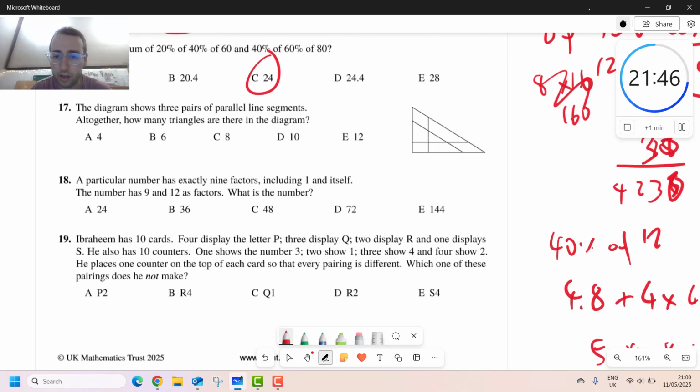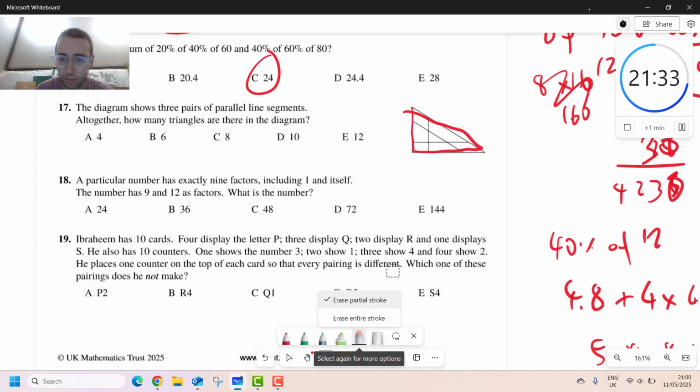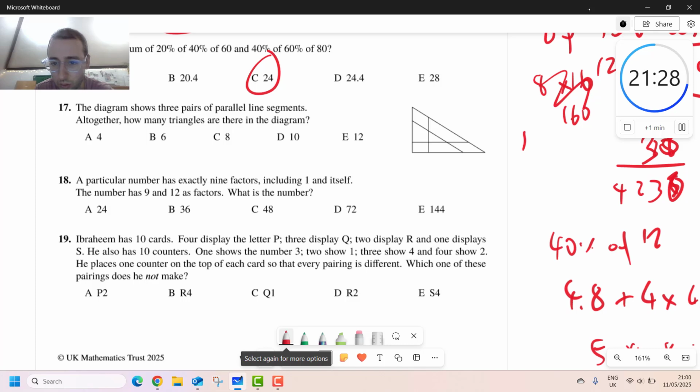How many triangles are there in the diagram? Okay, so 1, and then 2, 3, 4. Okay, we've got one big, then we've got 1, 2 of the smaller ones, and then that one, and then that one, and then that one, and that one. Okay, well 7's definitely wrong.